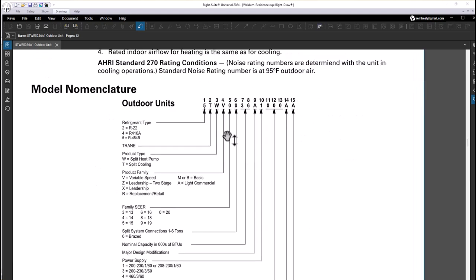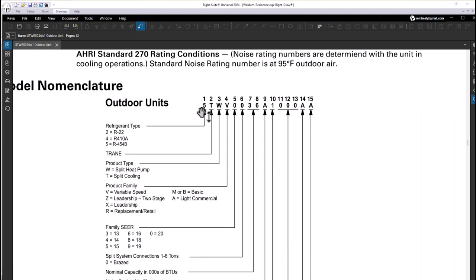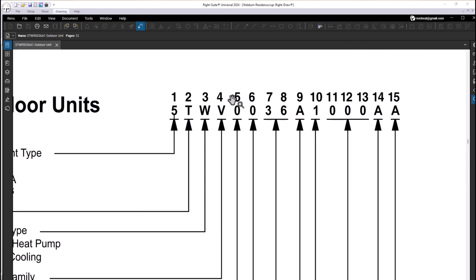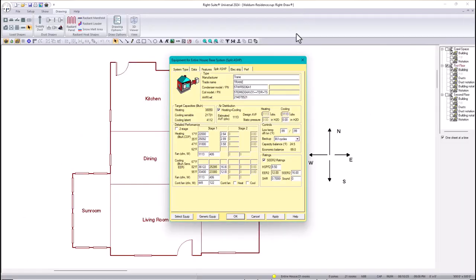Okay, so now this is the nomenclature. For example, the number 5 is the new refrigerant, T is Trane, W is a split heat pump. So that's the nomenclature of the system. Every brand will have its own nomenclature.